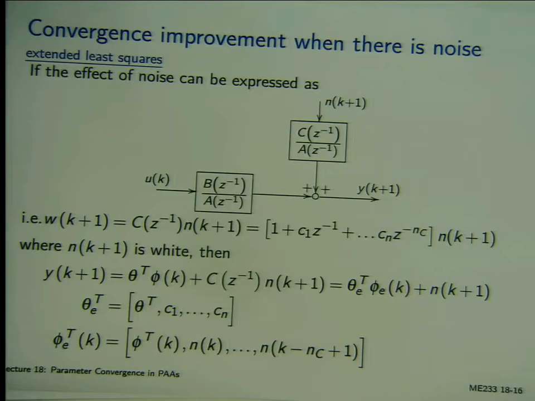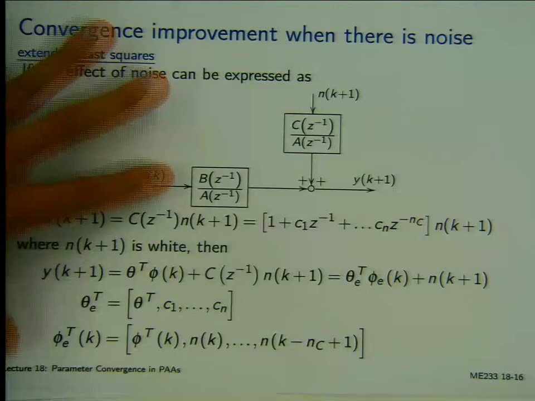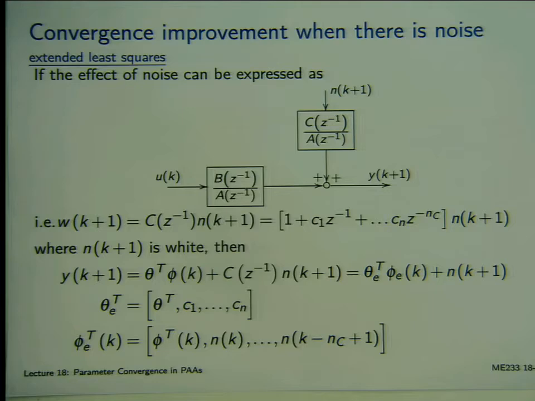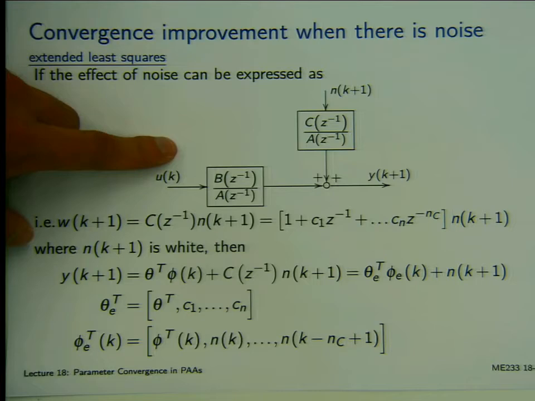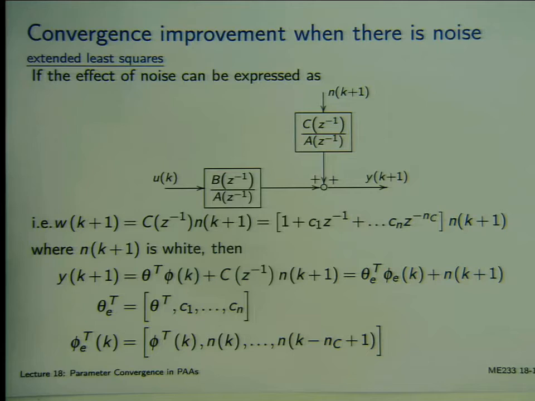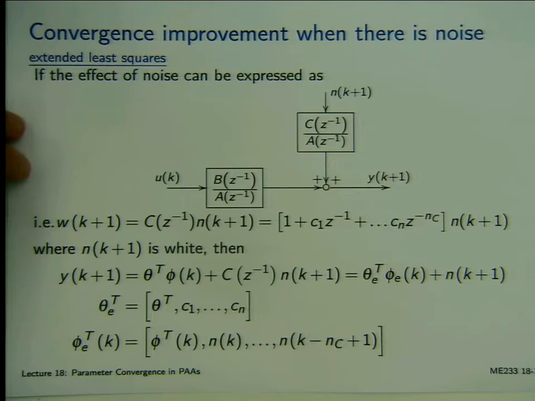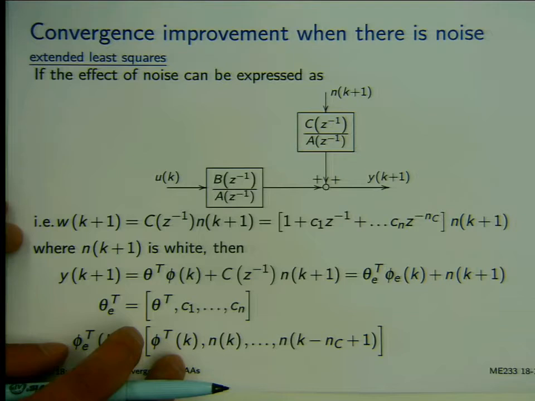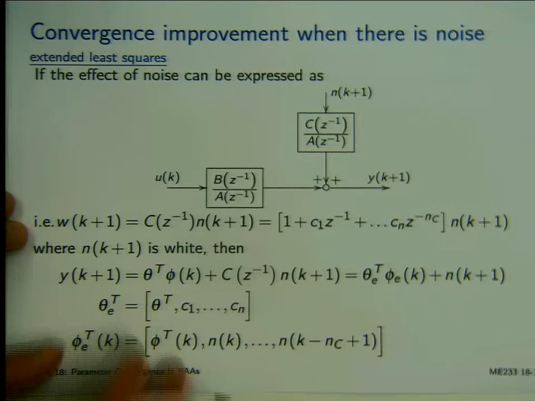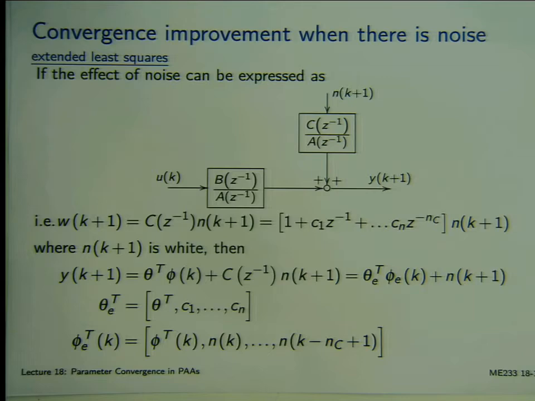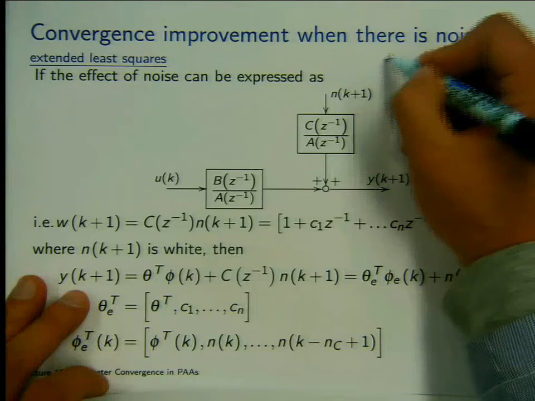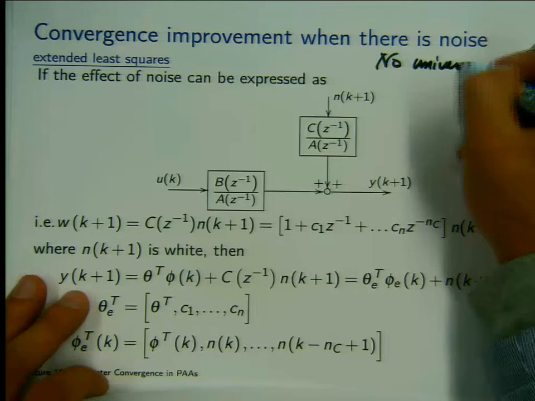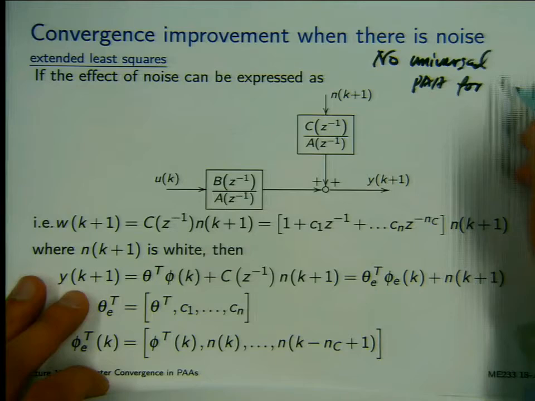The first way to improve is, by the way, let's ask a very basic, big picture type of question. Is it possible to have a universal PAA that has good convergence for all conditions? Meaning that I construct a PAA that's going to work out of the box for any kind of practical situations. Okay? So the answer is no. There's no universal PAA for all practical cases.